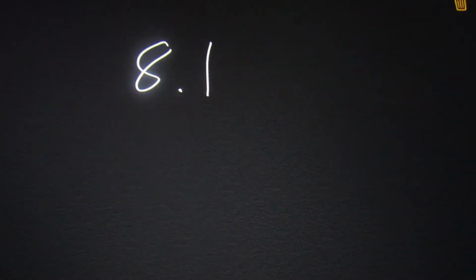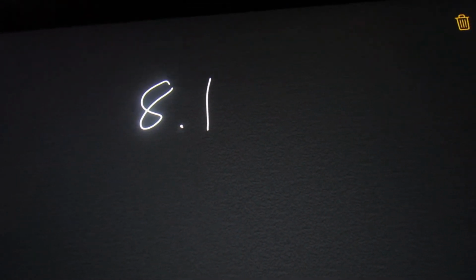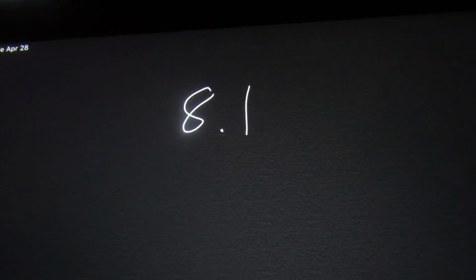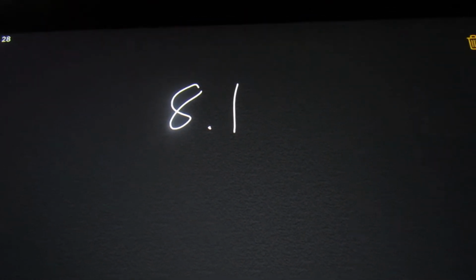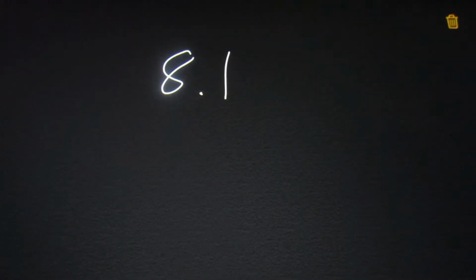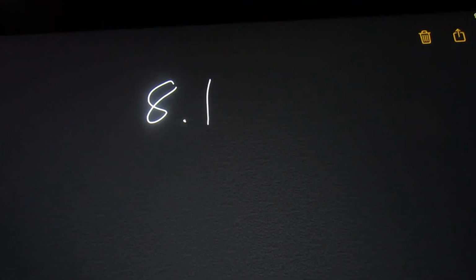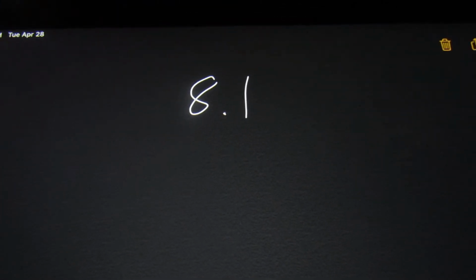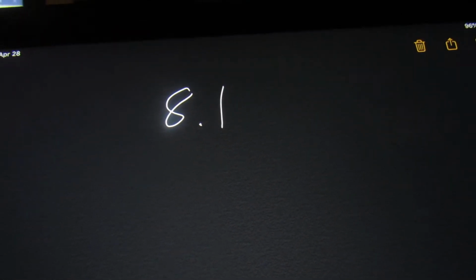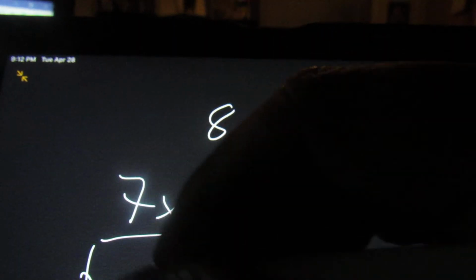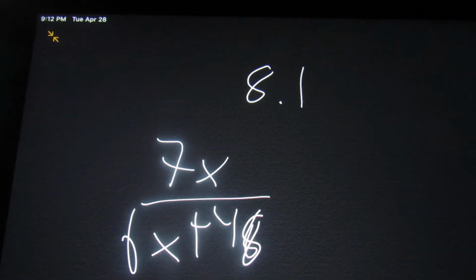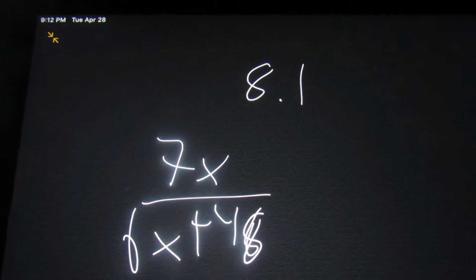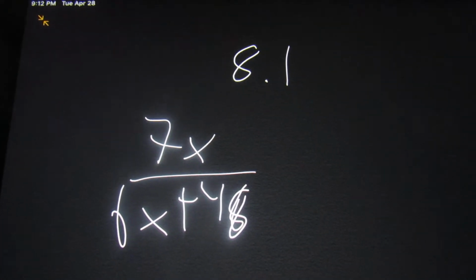In 8.1, we're talking about rational expressions, which are basically just like fractions with polynomials in both the numerator and the denominator. So the first questions that you're going to get are asking what the domain of the function is. And that's basically any x that you can put in. And so you're going to get something like 7x over 6x plus 48. And what it wants to know is what x's will work.